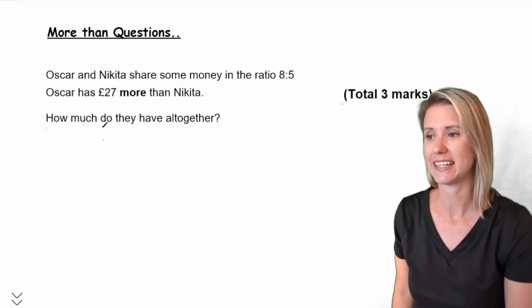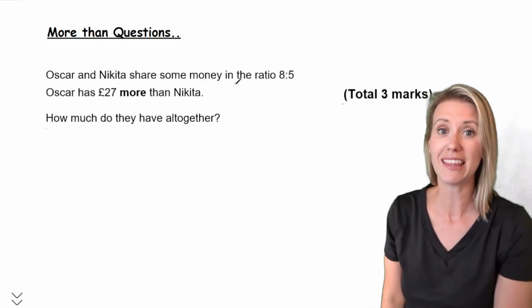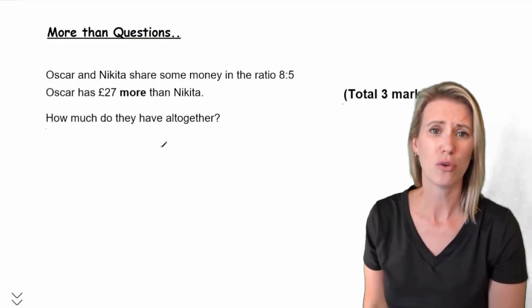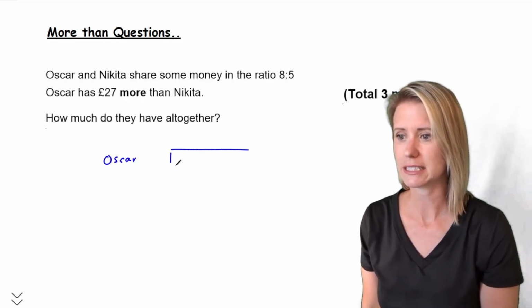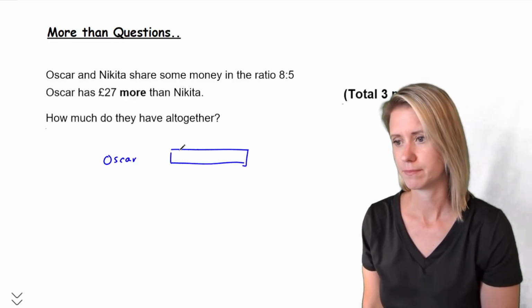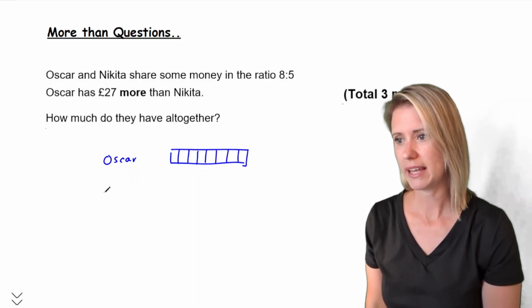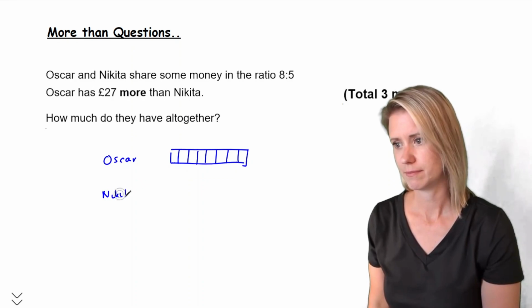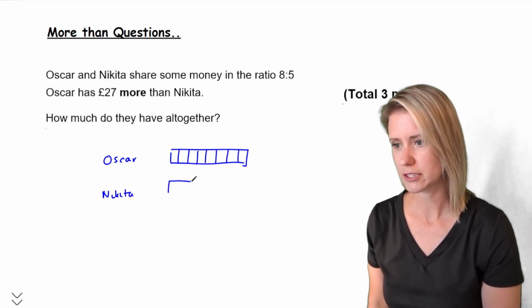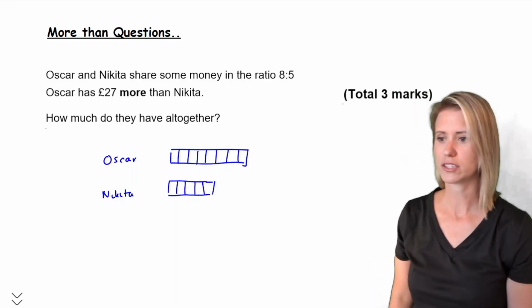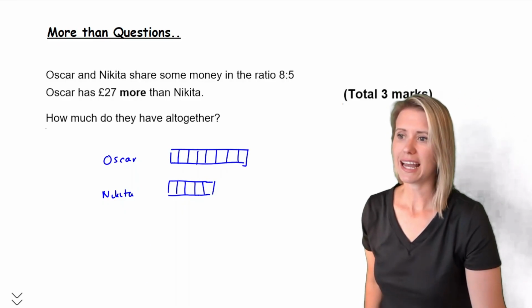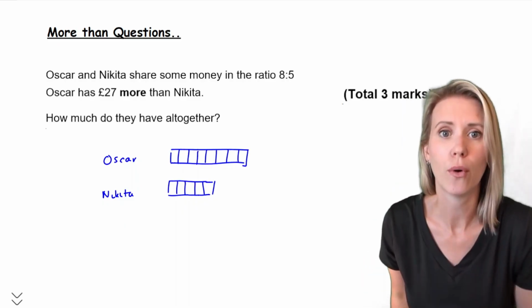Have a look at these. So Oscar and Nikita share some money in the ratio 8 to 5. Always start by drawing this out. So we have Oscar, who has 8 parts. And we have Nikita, who has 5 parts. Going to try and make this as similar as possible. Okay, Oscar and Nikita. Right, Oscar has £27 more than Nikita.